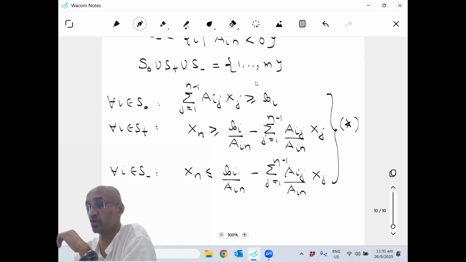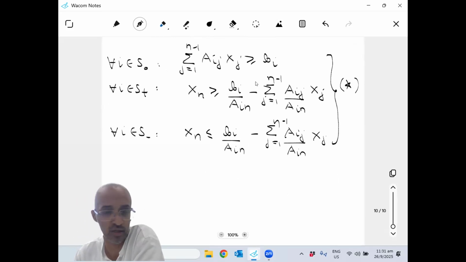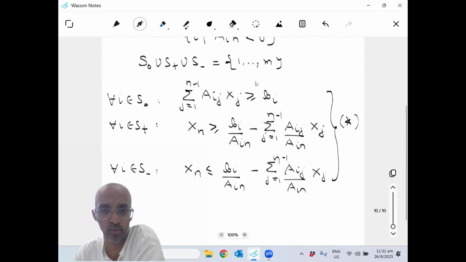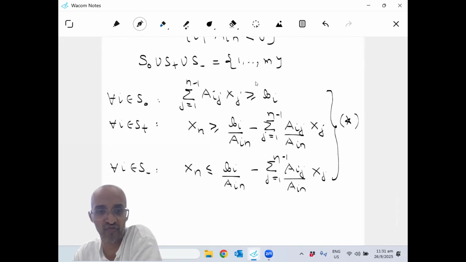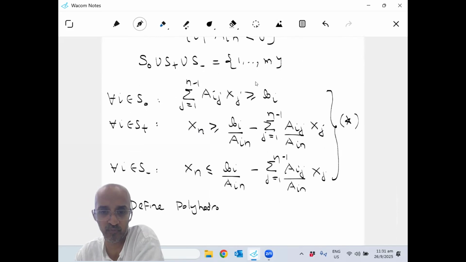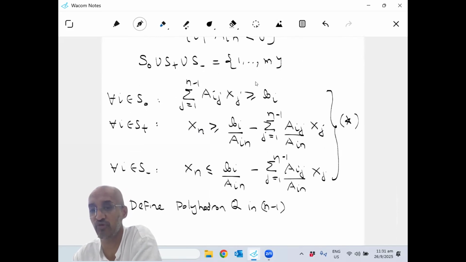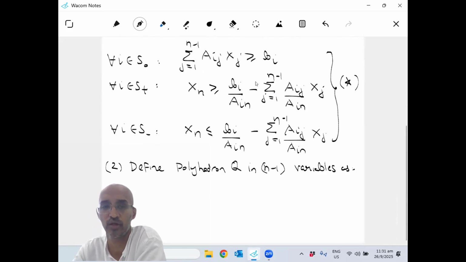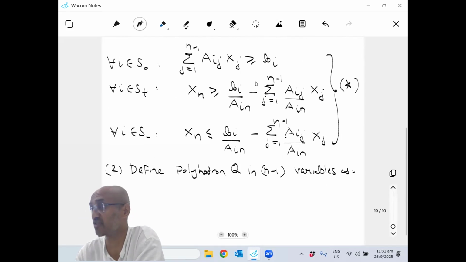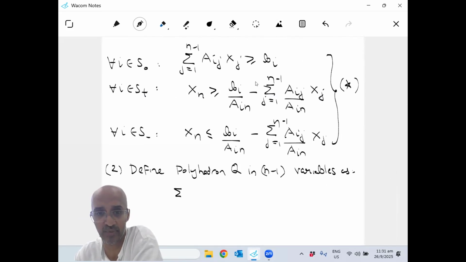So what does the method tell you? The Fourier-Motzkin method says, in step 2, we're going to define a polyhedron Q as follows. So polyhedron Q in n minus 1 variables. Initially it was in n variables. I will keep the first set of constraints as is. I will not take that out. I'll keep it as is.